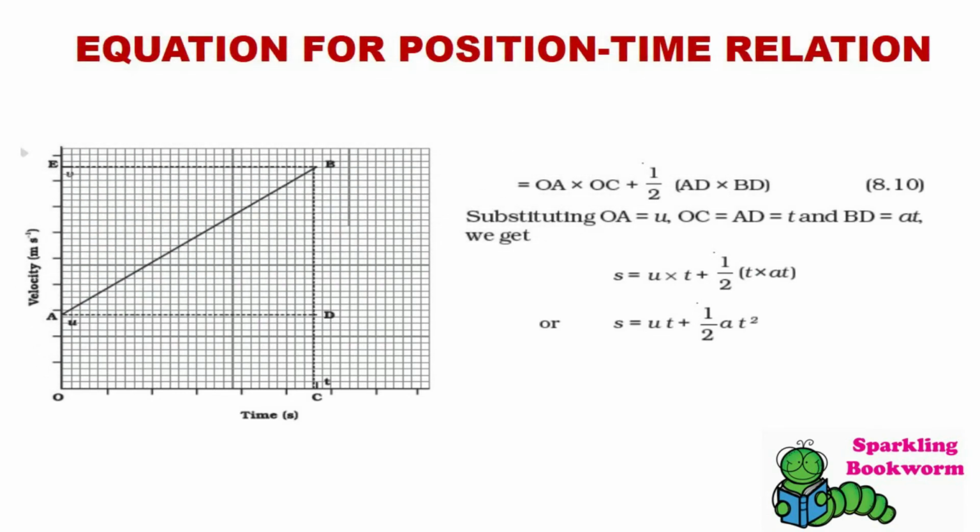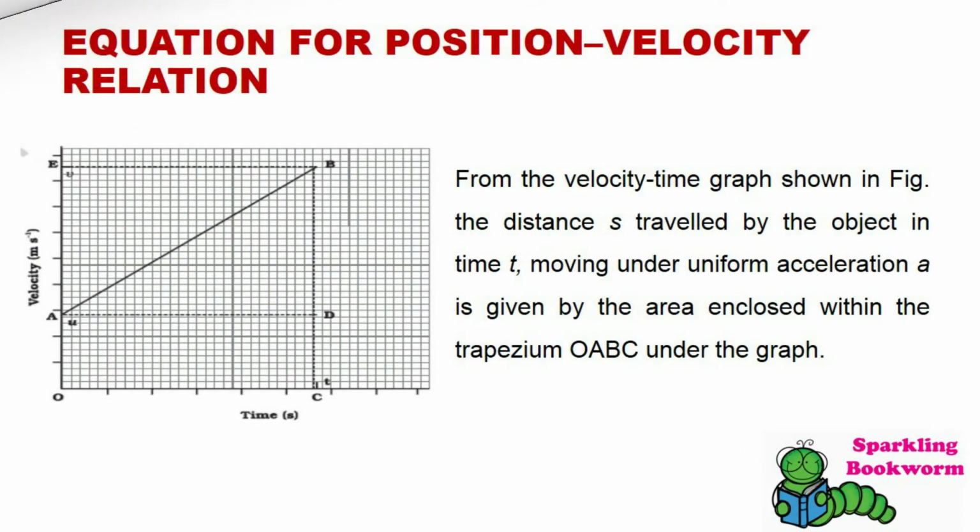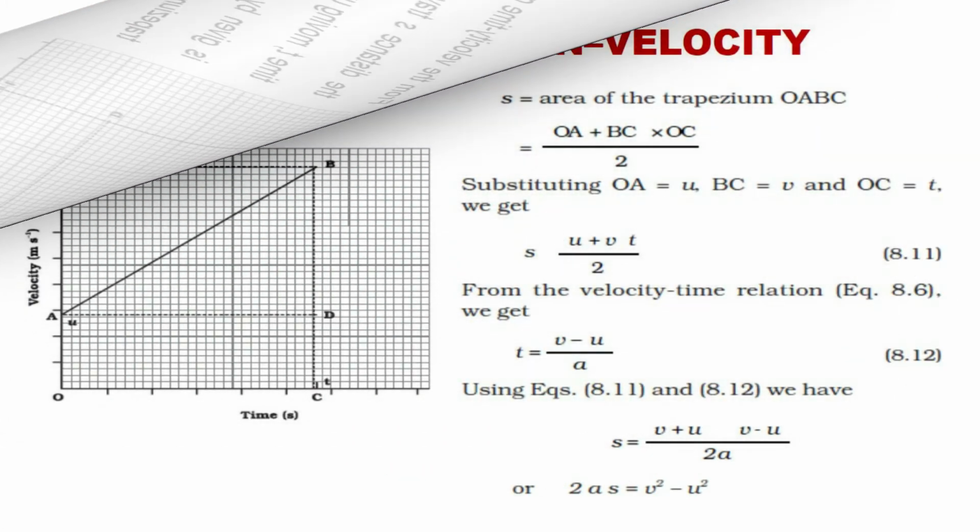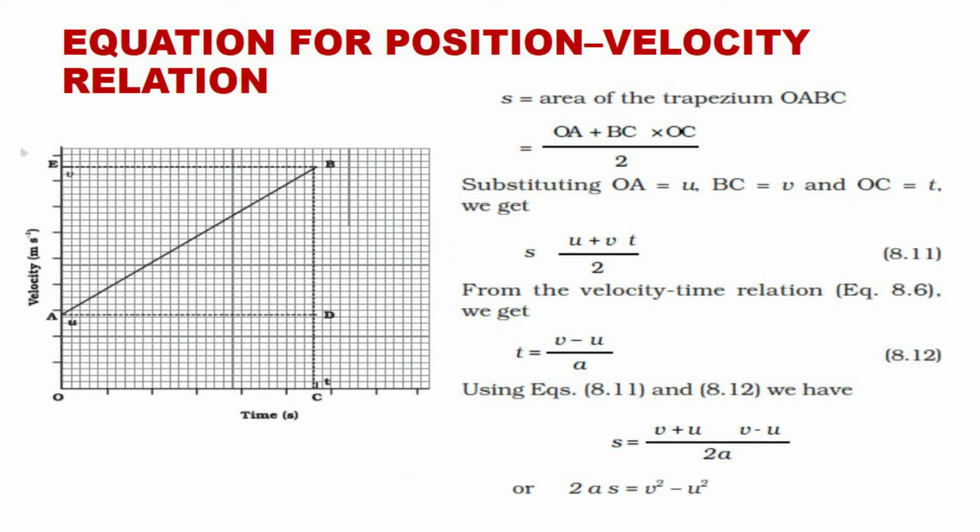Equation for position-time relation. From the velocity-time graph shown in the figure, the distance s traveled by the object in time t, moving under uniform acceleration a, is given by the area enclosed within the trapezium OABC under the graph.